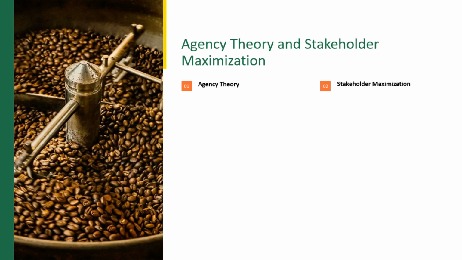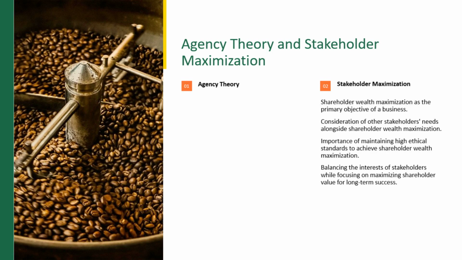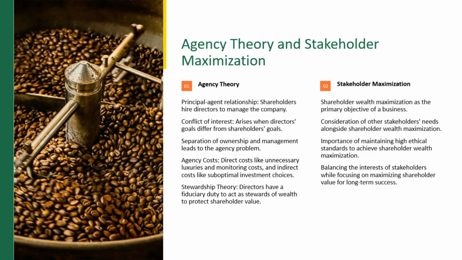Our next topic is the fundamental concept of strategic financial management, agency theory. This theory emphasizes maximizing shareholder value and effective governance within a company. One important aspect of agency theory is stakeholder maximization, which means taking into account the needs of all stakeholders, not just shareholders, when making decisions.